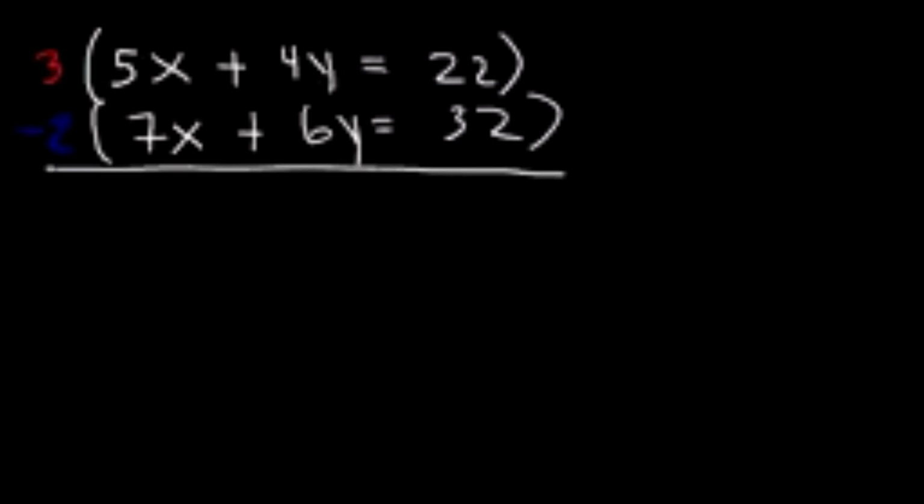So let's go ahead and do that. Everything in the first equation we need to multiply by 3. So 3 times 5x is 15x. 3 times 4y is 12y. And 3 times 22 is 66.